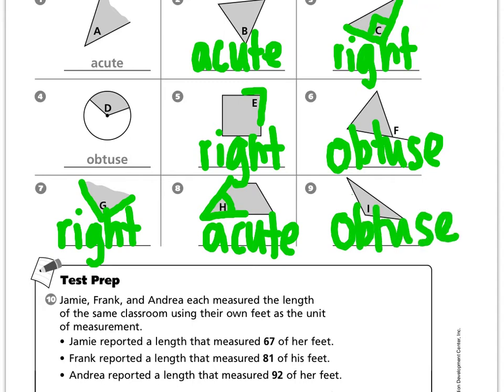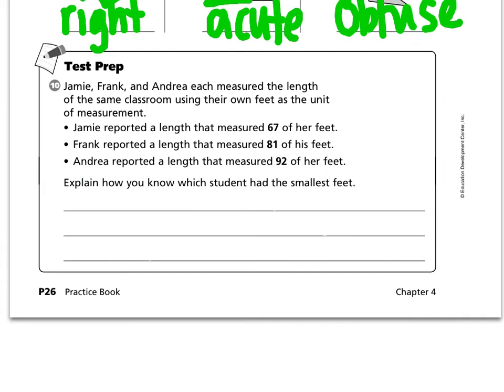Let's go ahead and look at the test prep. Jamie, Frank, and Andrea each measured the length of the same classroom using their own feet as the unit of measurement. Jamie reported a length that measured 67 of her feet. Frank reported a length that measured 81 of his feet. And Andrea reported a length that measured 92 of her feet. Explain how you know which student has the smallest feet.